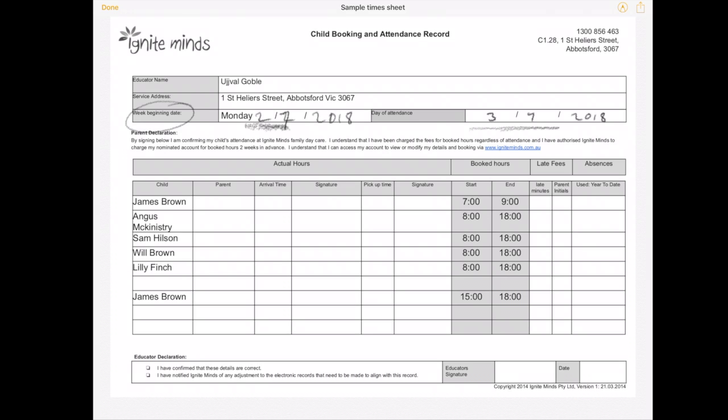And then you would fill out this as per the previous example. Make sure you tick your declarations and you sign it, and then we're all good to go.